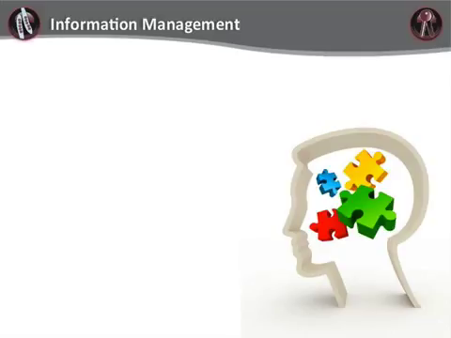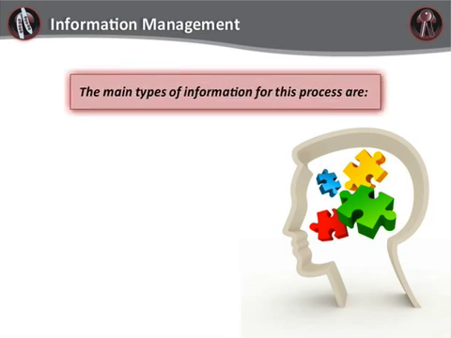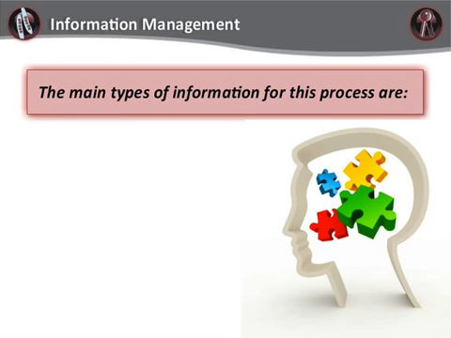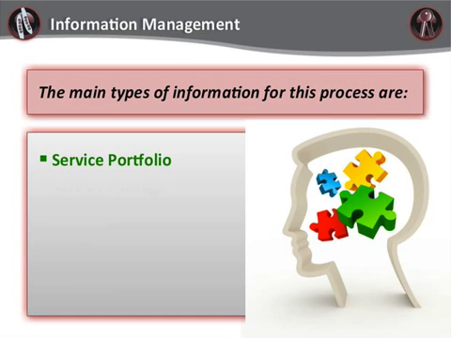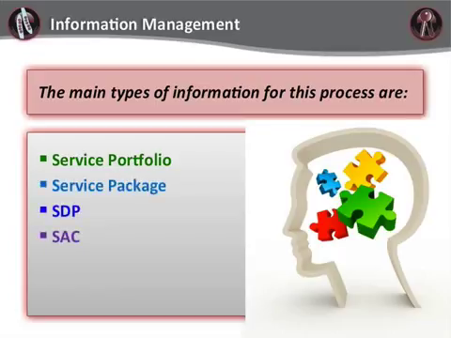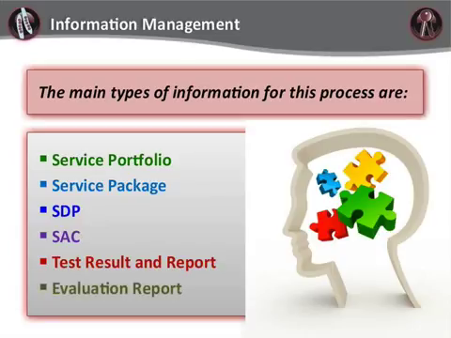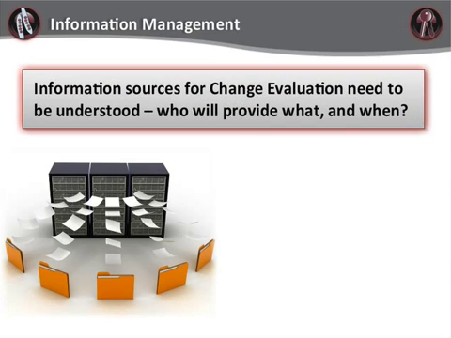We also need to touch on information management for the change evaluation process. The main types of information that relate to this process are the service portfolio, service package, service design package, service acceptance criteria, test results and report, and the evaluation report. The change evaluation process will need to understand where the information it receives will come from and when. So who will supply the service design package, and how long will they have to complete the evaluation?